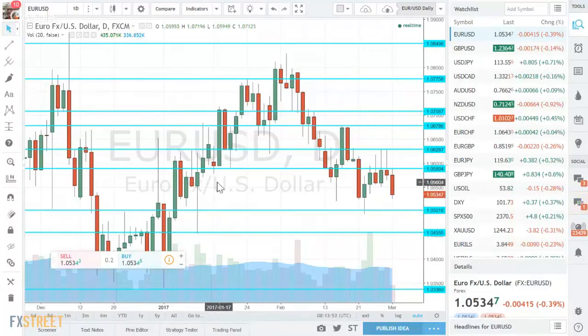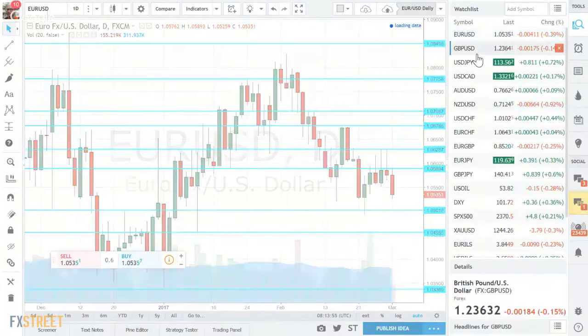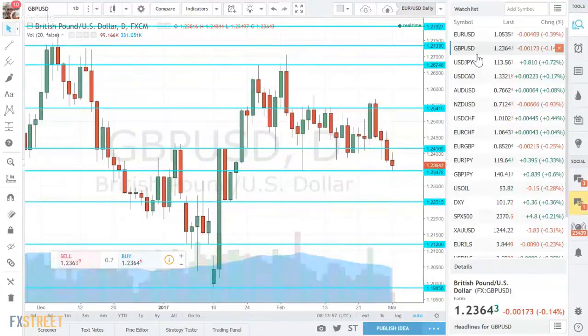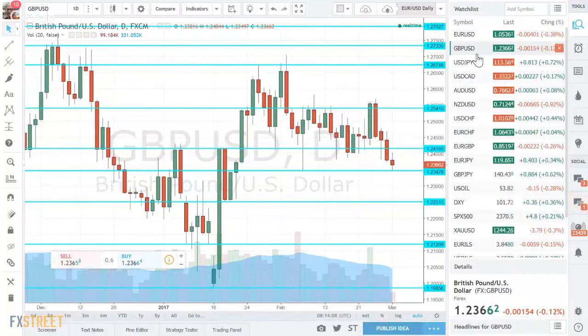Okay, pound dollar. Volatility is much higher in pound dollar. Hopefully, volatility will return also to euro dollar. Currently, pound dollar is at 123.64, just above support there at 123.50. 123.50 was a pivotal line late last year, and also a swing low back in January. Another line to watch here is 122.50, which provided support in January.